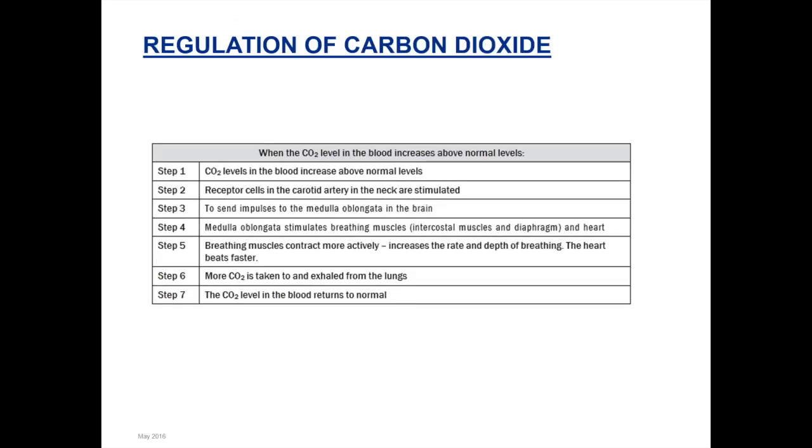Then, regulation of carbon dioxide. I've included the steps here of what happens when your carbon dioxide levels in the blood increase above normal. The receptor cells in the carotid artery in the neck are stimulated. There are also receptor cells in the aorta, if you want to add it here. They send impulses to the medulla oblongata. The medulla oblongata sends impulses to the breathing muscles, which are the intercostal muscles and the diaphragm, and to the heart, to increase the rate and depth of breathing, and the heart beats faster. By doing that, more carbon dioxide is taken from the blood and exhaled from the lungs, and the carbon dioxide levels return to normal.